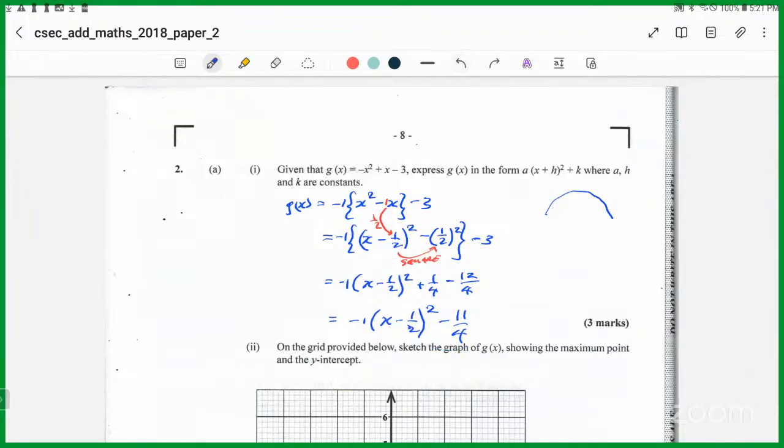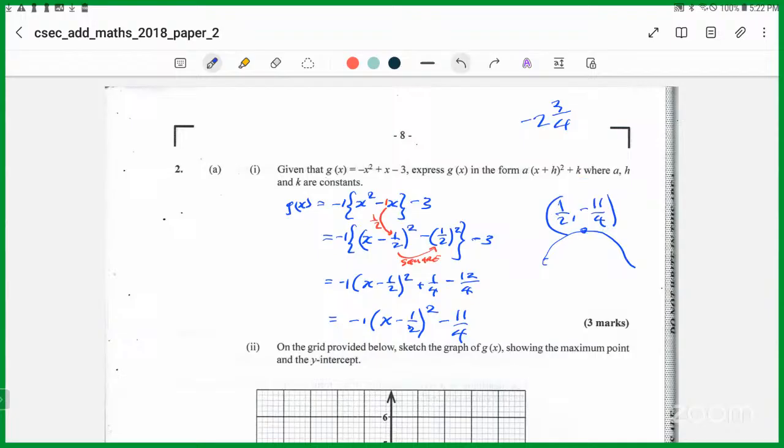So the maximum value occurs when this equals 0. And that equals 0. When that equals 0, the x equals half. So the maximum point, put it down here. The maximum point is going to be half, minus 11 over 4. The 11 over 4 is 2 and 3 quarters, right? That's 11 over 4, 2 and 3 quarters.